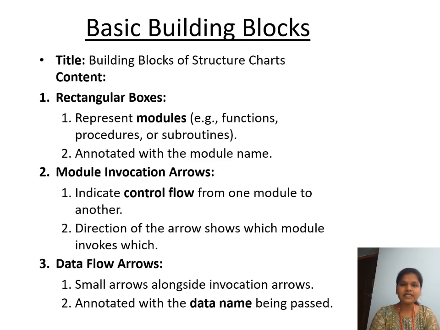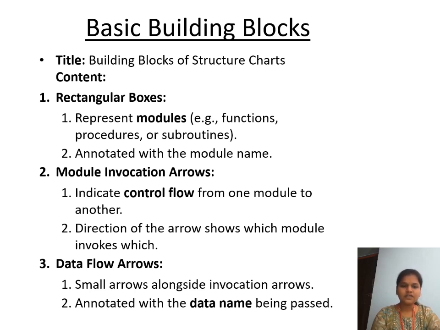So the basic building blocks are rectangular boxes, module invocation arrows, and data flow arrows. Here rectangular boxes represent modules, for example functions, procedures, or subroutines, annotated with the module name. The second one is module invocation arrows, which indicate control flow from one module to another. The direction of the arrow shows which module invokes first.